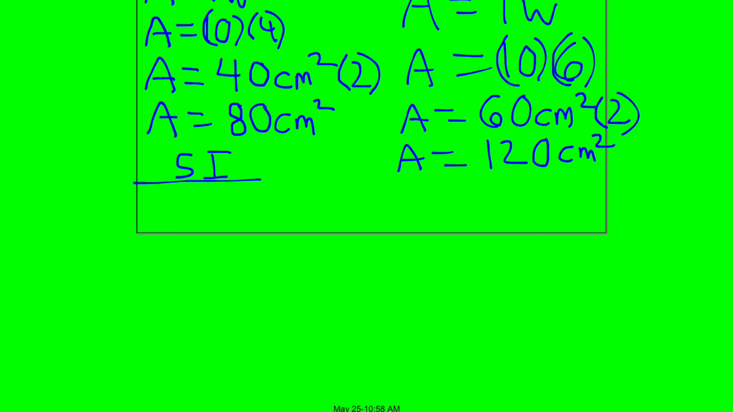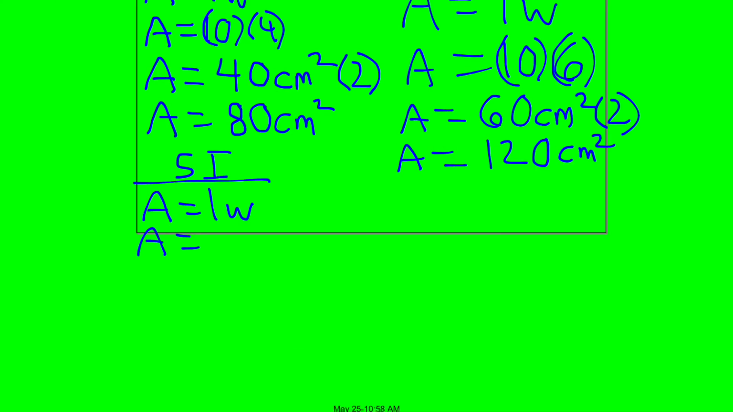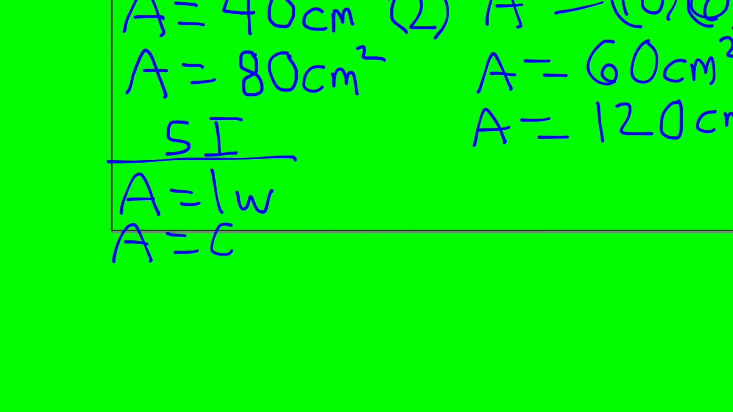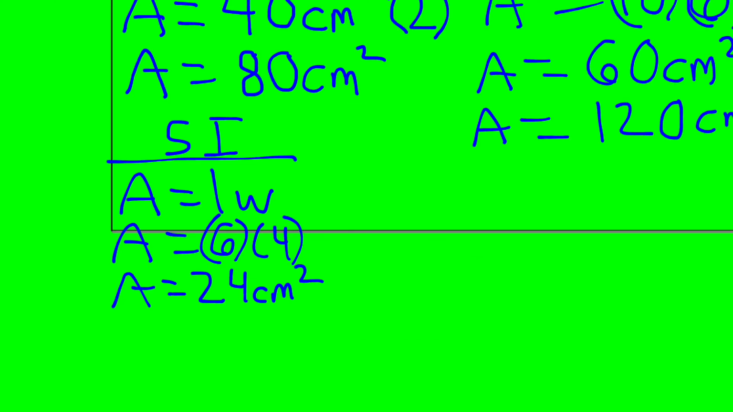Put SI for the side. Area equals length times width. Area equals, let's look at the dimensions of my sides. The length is 6, the width is 4, but remember there's 2 of them. So I'm going to calculate the area of one of them. 6 times 4. Area equals 24 centimeters squared. But remember, there's 2 of them. There's 2 sides, right? So this one will be 24 and this one will be 24. So I have to double that area, and I get area equals 48 centimeters squared.